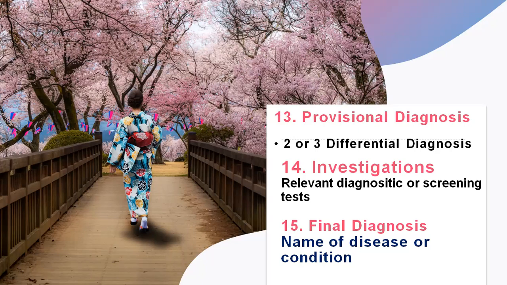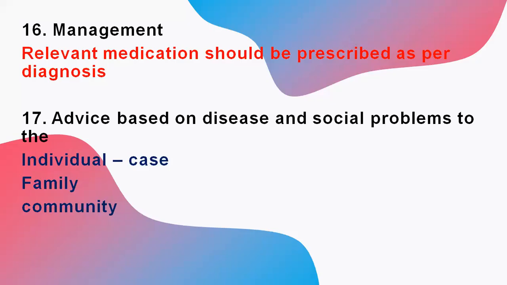The diagnosis is nothing but the presence or absence of disease. We confirm whether the disease is present or not. So once you say the disease is present, you should write down the specific name of that condition or disease. Then once you diagnose the disease, we should not leave the case like that. I have seen many students just stop their history taking at the provisional diagnosis, which is incomplete history taking and case taking. So once you diagnose, you should manage the case.